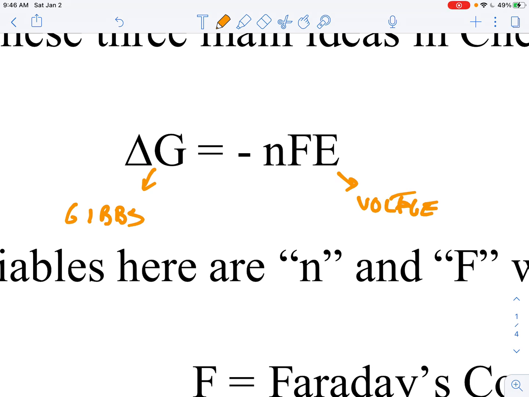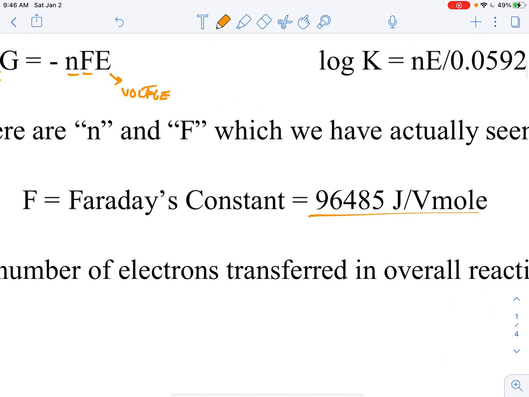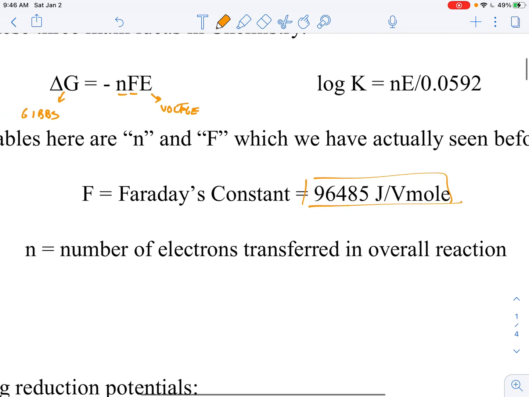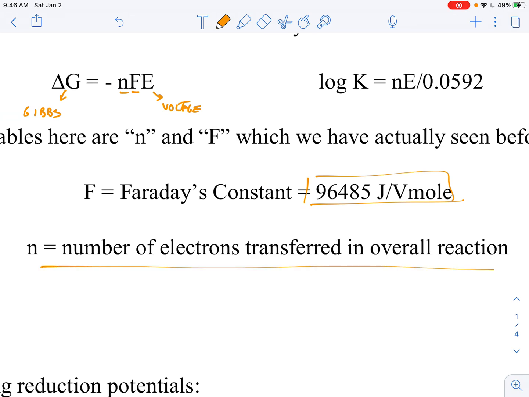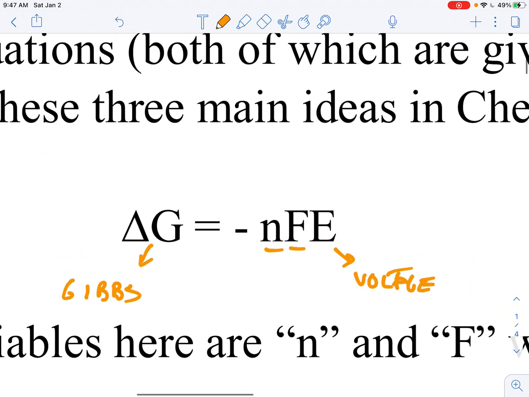Right? It's obviously the voltage that's there. And the only two that you might not remember because it's been a while are N and F. Well, F is just Faraday's constant, 96,485 joules per volt mole. Again, you don't have to memorize that. It's on the equation sheet. And N is the number of electrons being transferred in the overall reaction. I'll give you an example of that in a little bit.